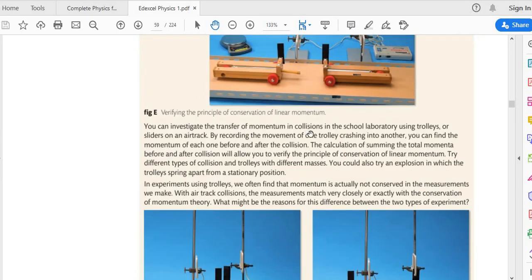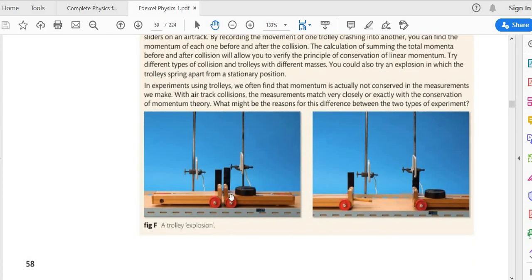You can investigate the transfer of momentum in collisions in the school lab using trolleys or sliders on an air track. So there is a video on the website, or you can even check online. There are so many videos of how to use the air track. When it's an air track, the objects, or in this case if it was something like a trolley, will be floating. So there is no friction between the ground and the trolley, because whatever object will be on a cushion of air. It will be above the ground, so there is no contact with the table or the air track.